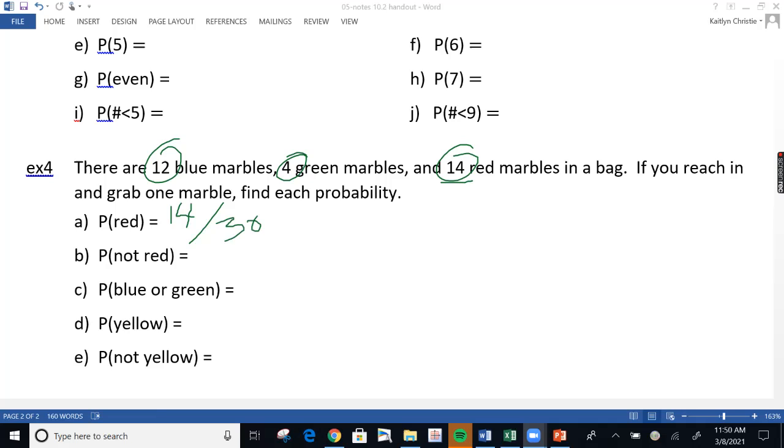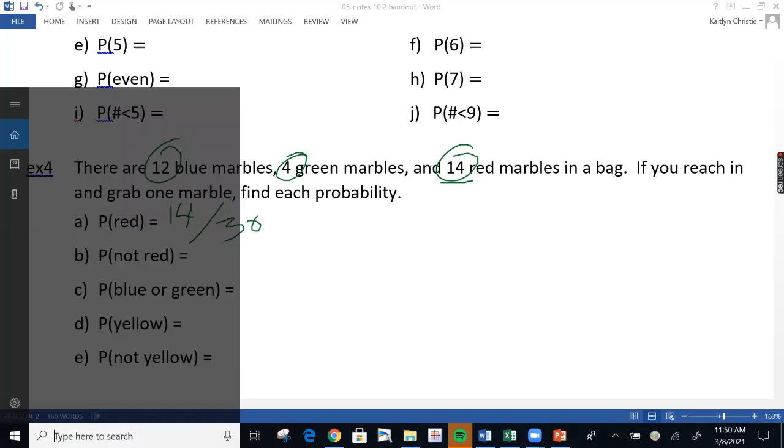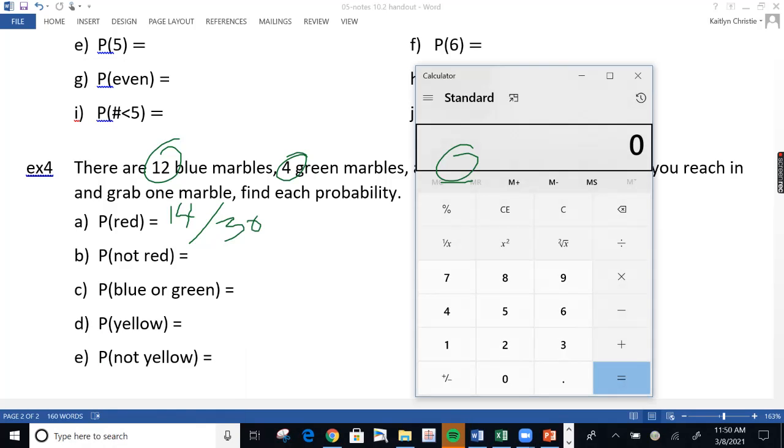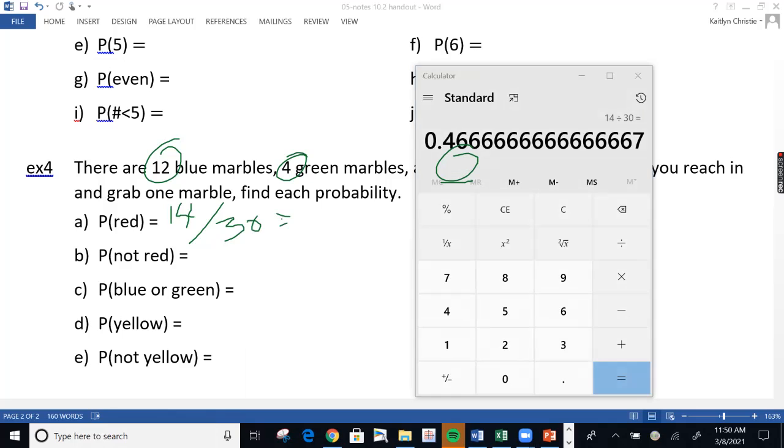If we wanted to make that into a percentage, because percentages are a little bit easier to understand, we're going to pull up our calculator and type 14 out of 30, and it's a 47% chance. That makes sense, because if it was 15 out of 30, it would be a 50% chance, because 15 is half of 30. So it makes sense that it's just a little bit less than 50%.